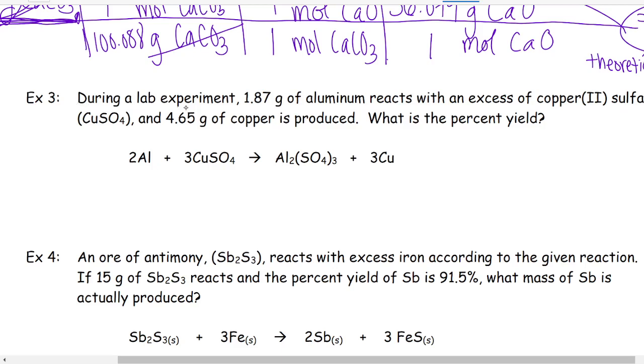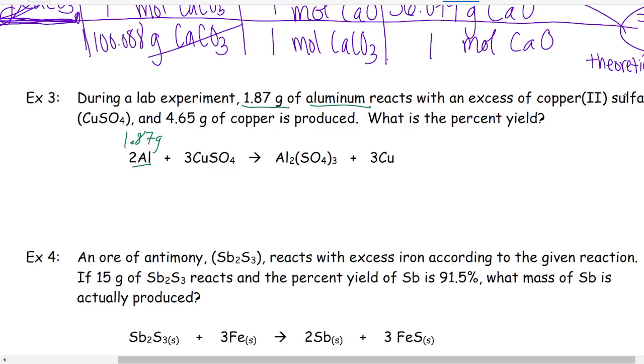So as I read the question, during a lab experiment, 1.87 grams of aluminum. So I'm going to put 1.87 grams right here, just to help me keep that straight. That tells me that I am starting with a reactant of aluminum that weighs 1.87 grams. That's probably going to be my given information, but let's keep reading.